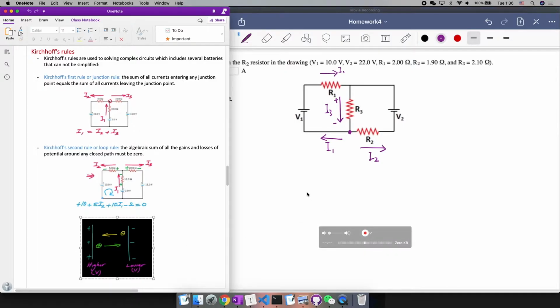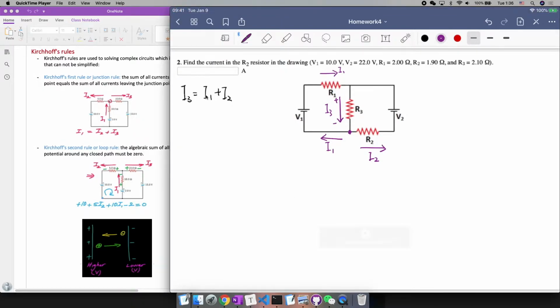So from rule 1, we have these 3 currents, and we're gonna mark the higher potential and lower potential right here. So plus, minus, plus, minus, right? Because the current goes from the side with higher potential to lower potential. We mark them here.